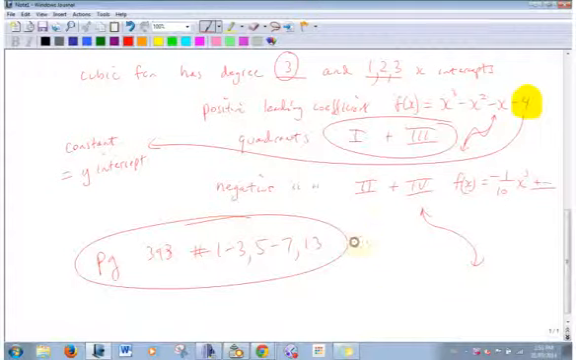Now I said no graphing. Why did I say no graphing? Because you should know by looking at it.